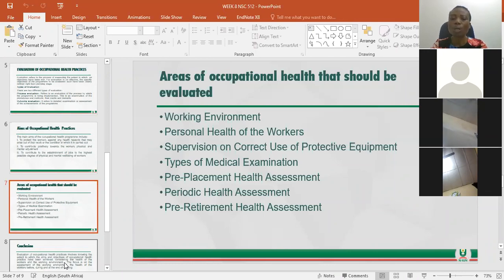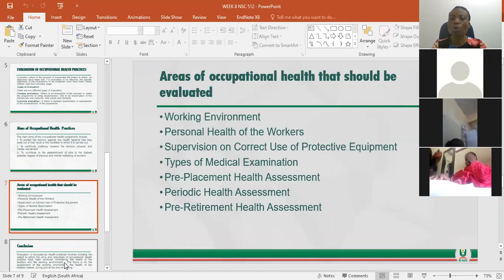You also want to evaluate the supervision of the correct use of protective equipment. In any unit, you want to evaluate: are the employees using their protective equipment? Who is supervising them? All those things need to be evaluated: if they use their personal protective equipment effectively, what should happen and what should not happen.